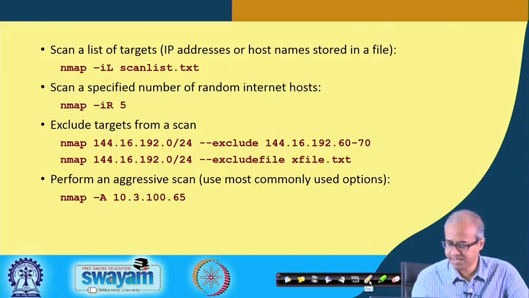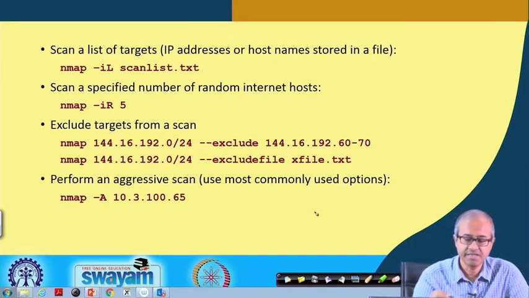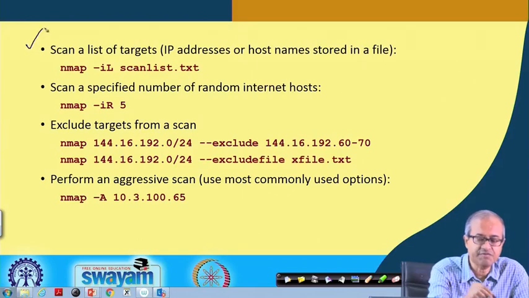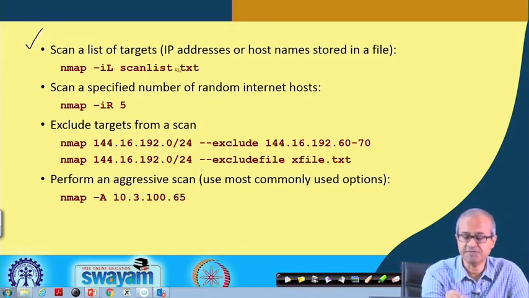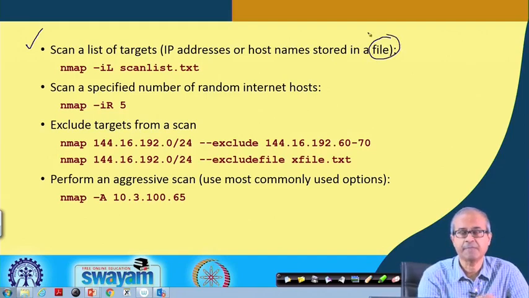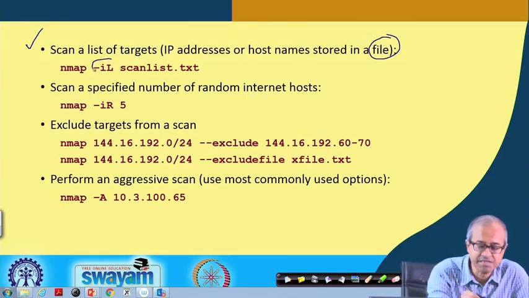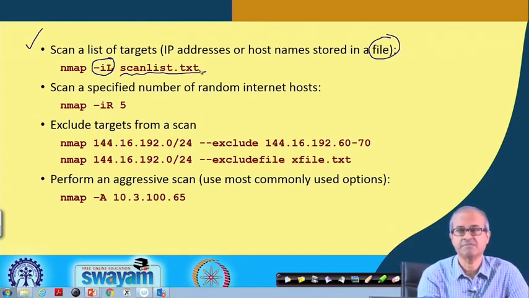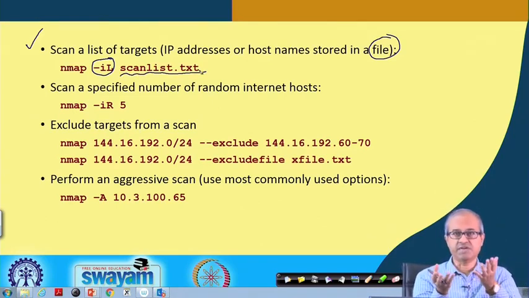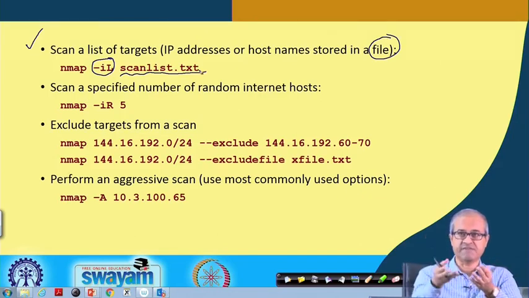Let us take this example. Scan a list of targets, but I am not specifying them directly, rather I have stored them in a file. Whatever IP addresses or host names you want to scan, suppose I store them in a file first, and then using the -iL option I specify the name of the file. Whatever IP addresses or host names are there in that file will get scanned one by one.